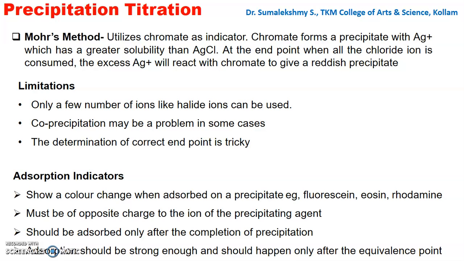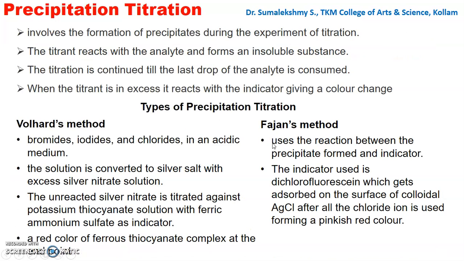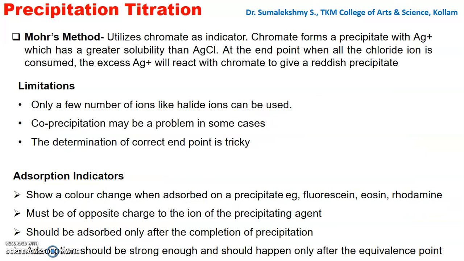In the first method, which is Volhard's method, the halogen is treated with excess silver nitrate, and the excess silver is then titrated. And in Fajan's method, the halide ion is precipitated as the silver salt, and the endpoint is detected using an adsorption indicator. And in Mohr's method, chromate is the indicator.